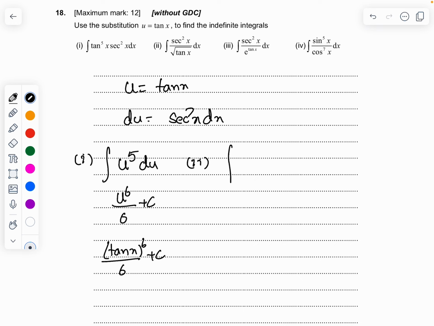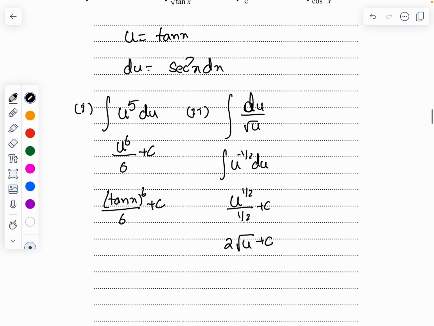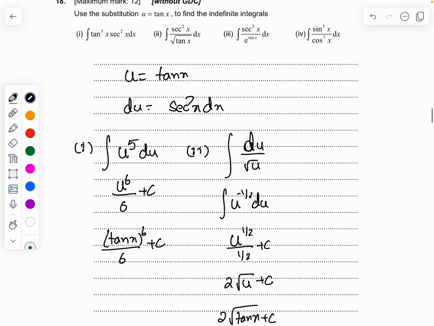Second part will become du upon square root of u. So u to the power of negative half du. So it will become u to the power of half upon half plus c. So 2 square root of u plus c. Which will become 2 square root of tan x plus c.